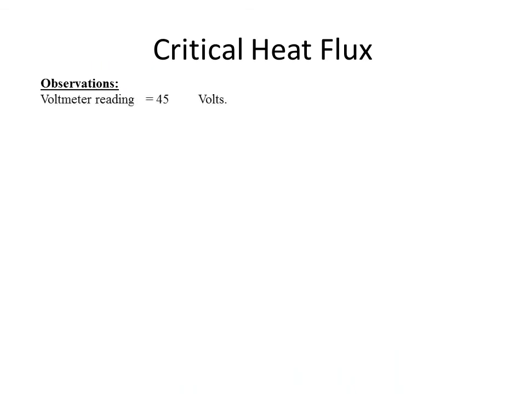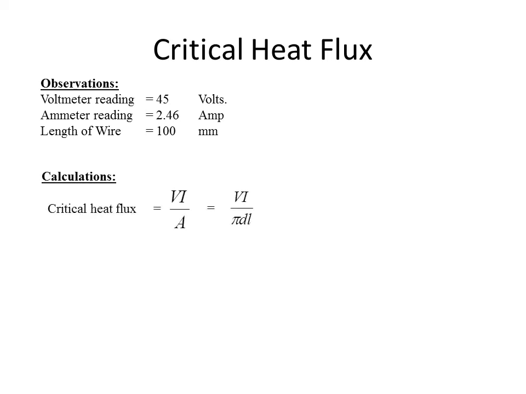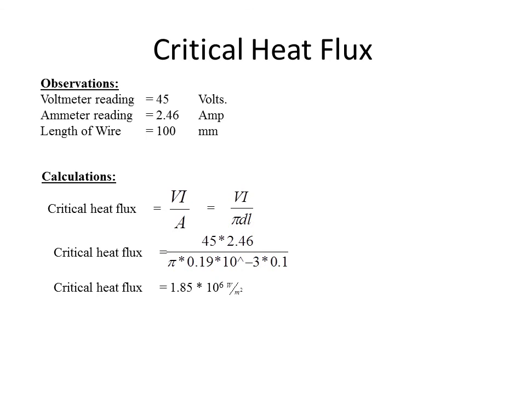Observations. Voltmeter reading is 45 volt. Ammeter reading 2.46 ampere. Length of wire 100 mm. Calculations. Critical heat flux is equal to voltage multiplied by current divided by area. Hence, critical heat flux is equal to 1.85 into 10 raised to 6 watt per meter square.